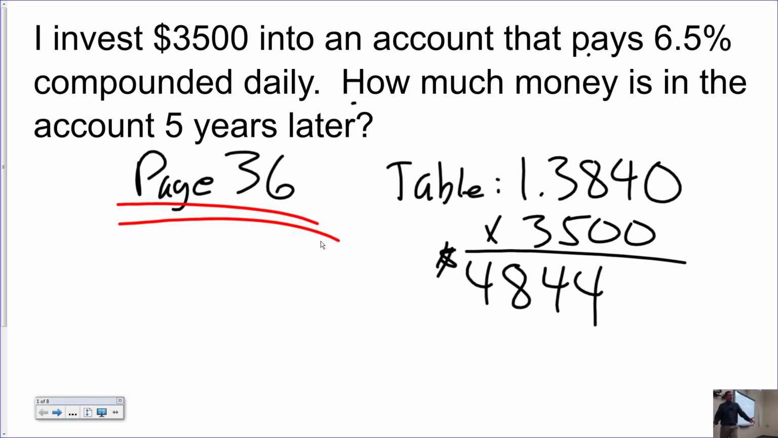And that's the final answer, right? Because I asked for how much is going to be in there. This is the future value. That's what it represents. How much will I have? Okay? So again, if I ask you to compound daily, just go to the compound daily tab. Again, if you're wise, you put a little sticky note in your tables that says, hey, compound daily.